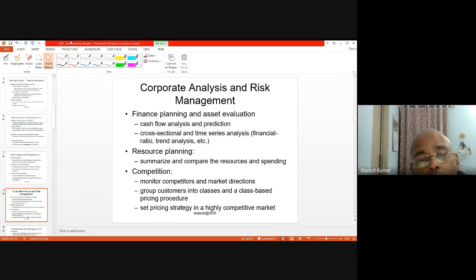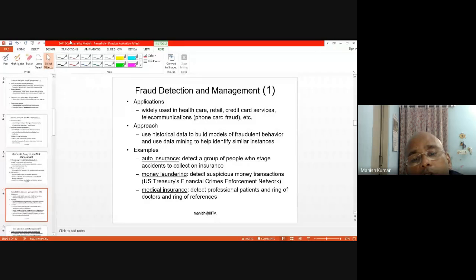In resource planning, you can monitor competitors and market directions. You can do class based pricing procedures. You can also set a pricing strategy in a highly competitive market. So there are so many things you can do with this. Fraud detection, obviously, examples are auto insurance, money laundering, medical insurance, credit cards, phone, and all telecommunication services. All these come under this part.